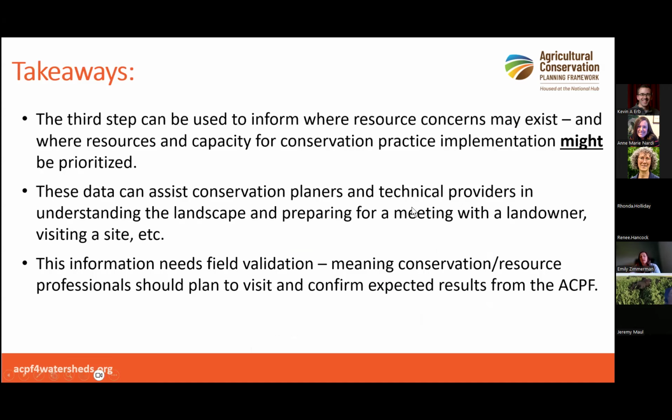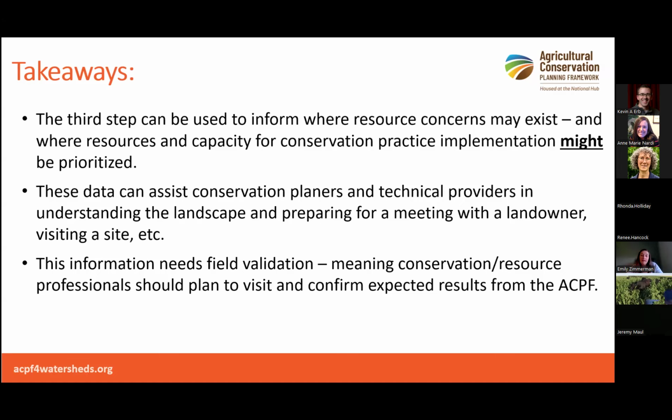So coming out of this third toolbox, the things I want to make sure we walk away with is that this third step can inform where resource concerns may exist, specifically with respect to nitrate leaching from tile drainage and runoff and phosphorus and sediment loss in areas that have steep slopes that are close to the stream. These data are really meant to assist folks in thinking about what those resource concerns might be and preparing for conversations with landowners or preparing for site visits.